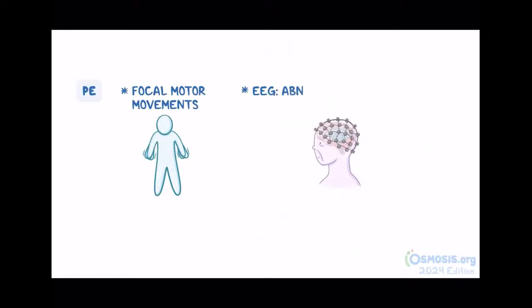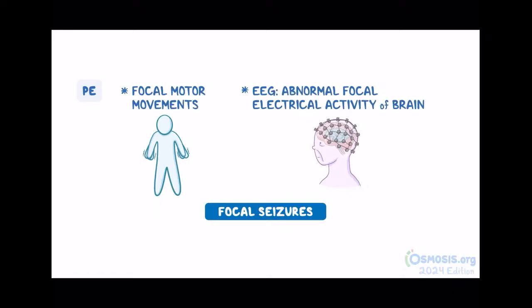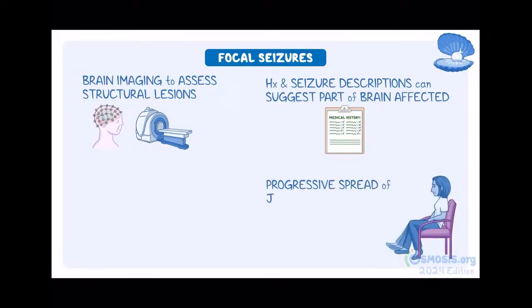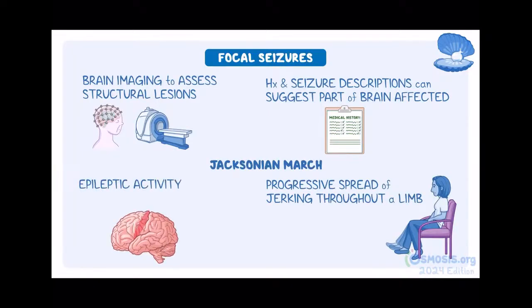On the flip side, if you notice focal motor movements or the EEG reveals abnormal focal electrical activity of the brain, diagnose focal seizures. Now here's a clinical pearl. In all types of focal seizures, you should obtain brain imaging to assess for possible structural lesions that could cause the seizure. However, remember that the history and seizure descriptions can also suggest what part of the brain is affected. For example, the seizure characterized by a progressive spread of jerking throughout a limb is known as a Jacksonian march due to epileptic activity spreading through the motor cortex in the frontal lobe.